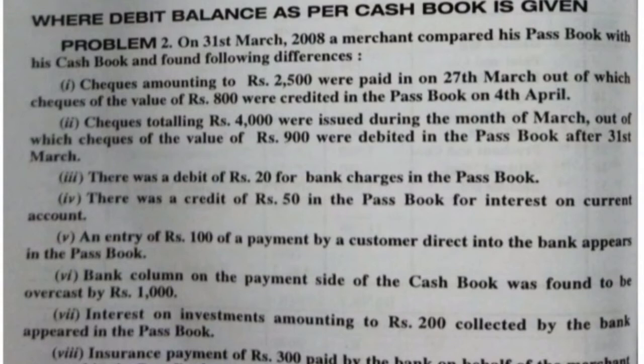Okay. So next, eighth one. Insurance payment of rupees 300 paid by the bank on behalf of merchant appeared in the passbook. On behalf of the merchant means none other than Bunty. On behalf of Bunty, the bank is making the direct payment. Okay, so the passbook balance is getting decreased by this payment. Therefore, it is to be reduced from the debit balance as per cash book. Am I clear till here?